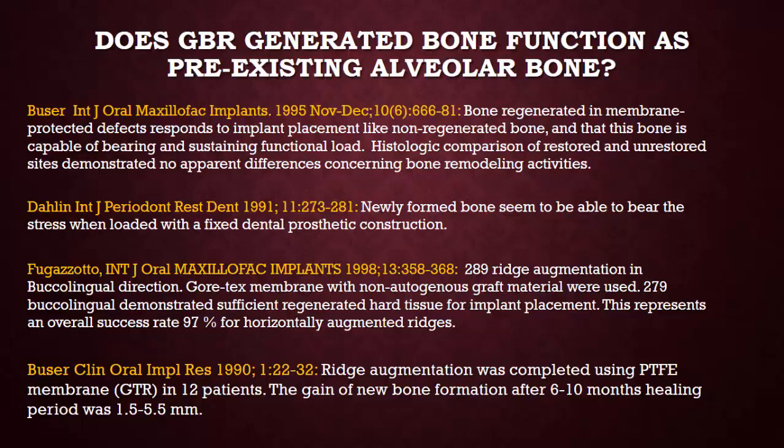We can get more usually. For example, if we have a 3 millimeter ridge width, we can't get more than 7 to 8 millimeters average width. So we have limitations when we do GBR with particulate grafts.